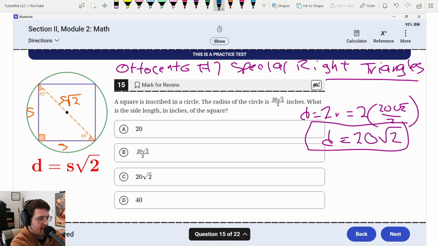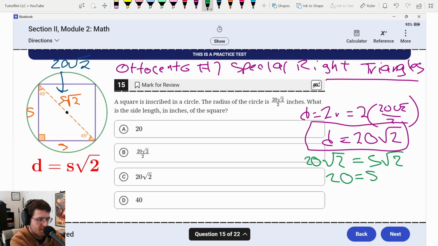And that means that this side here is 20 root 2. And hopefully you can see that 20 root 2 is equal to s root 2. If I divide both sides by root 2, I get 20 equals s. So the side length of the square is s, and I think that's it. That's the answer. Choice A is 20.